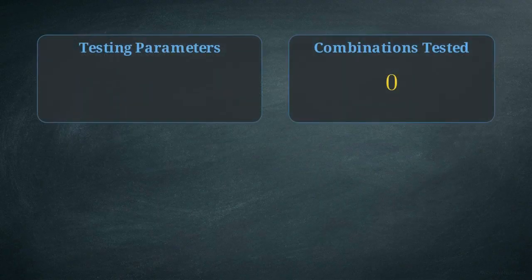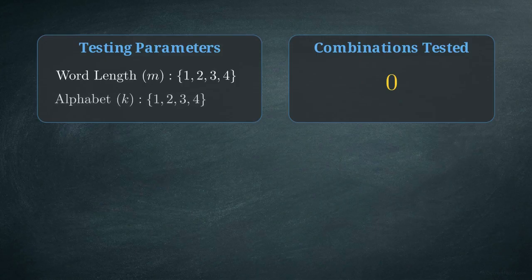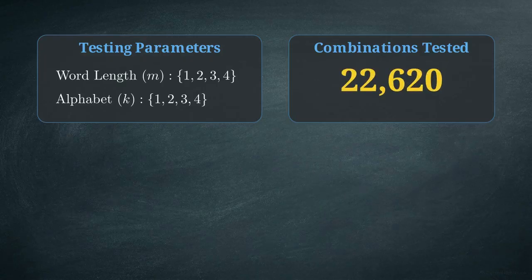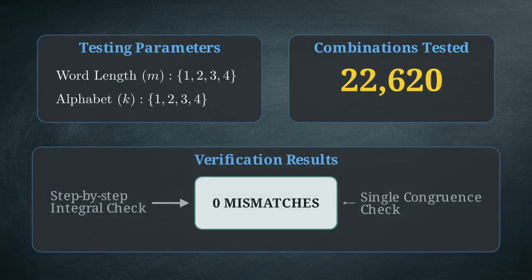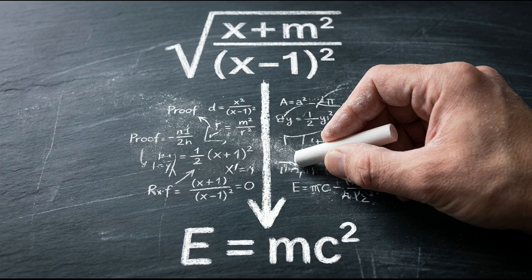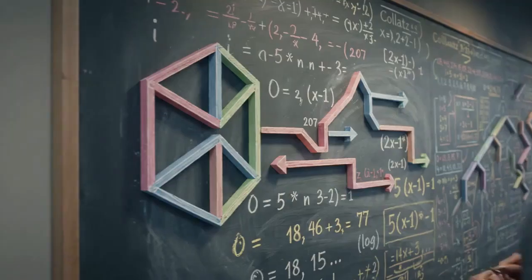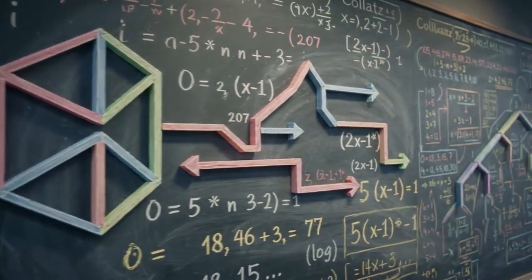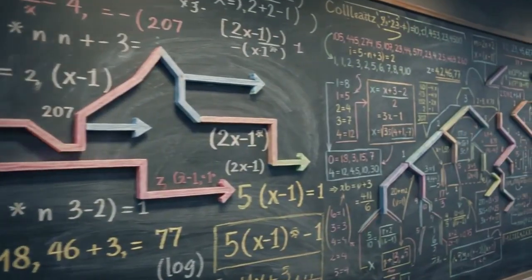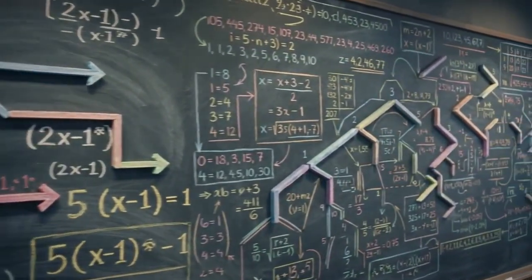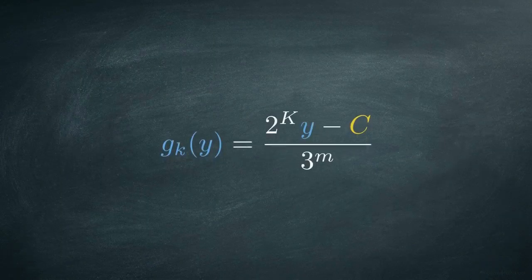To verify the theorem across a wide computational range, it was tested against word lengths 1 through 4 across an alphabet of 1 to 4, resulting in 22,620 combinations, all with 0 mismatches. The terminal condition solves for admissibility in a single step, bypassing the cumulative resource drain of intermediate checks. With a fully verified compressible architecture in place, we can apply it to the ultimate goal, systematically hunting for non-trivial Collatz cycles. We start by bringing back the compressed affine formula.